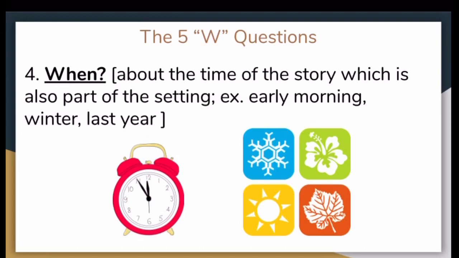When? It's about the time of the story, which is also part of the setting. Early in the morning, winter, last year, right? I have a time, so if I was writing about one time I ate lunch, I want to say I ate lunch at 12:30 one day, and continue from there, giving specifics. I also might want to say, if I'm having a picnic, what season it is, just so people can envision the weather. So I went for a picnic at 12:30 in June, which is during the summer. It was really, really warm outside.